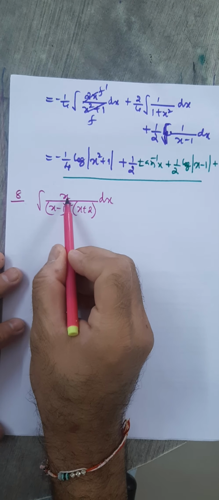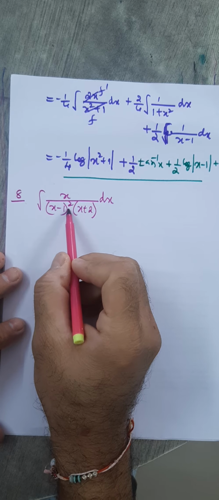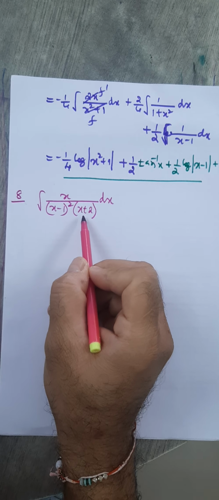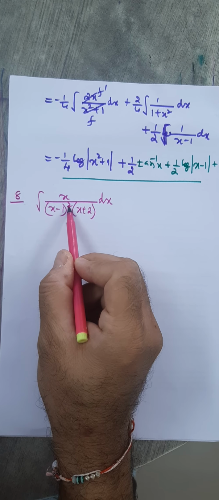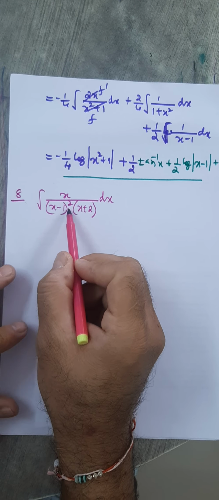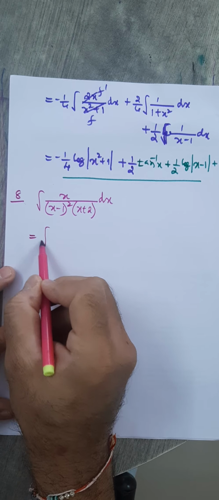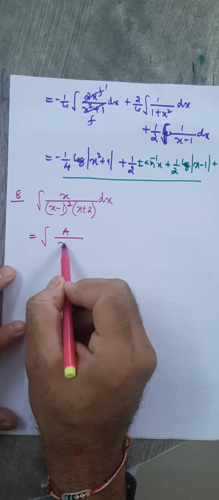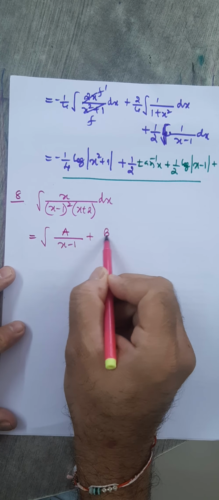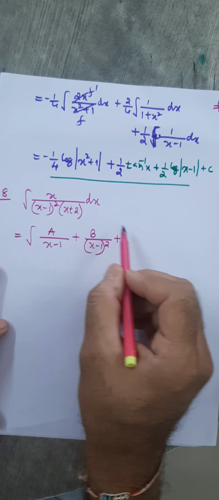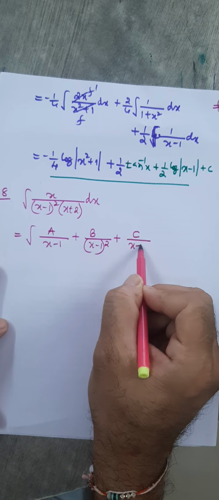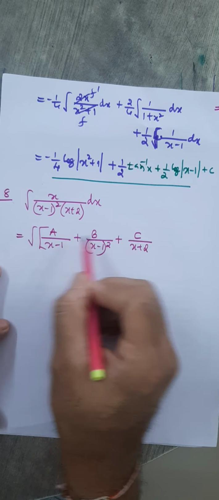Eighth question: x upon (x minus 1) the whole square upon (x plus 2). You see, this is the partial fraction method with a repeated factor. So how will we do it? As I explained earlier, a upon x minus 1, plus b upon (x minus 1) the whole squared. Just go back to theory. Plus one more constant c upon x plus 2.